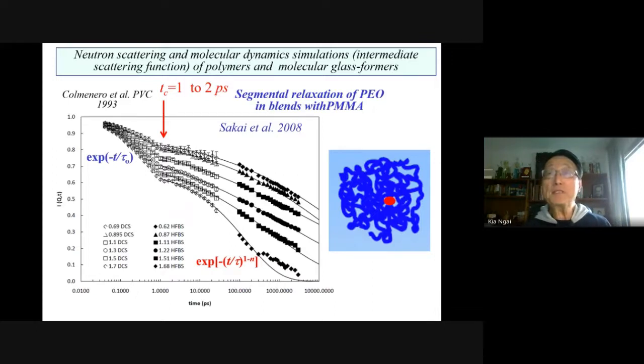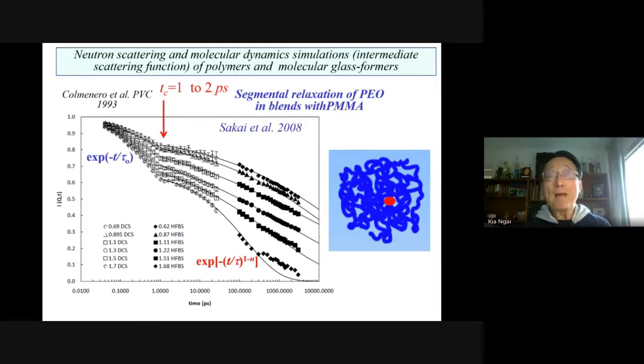Okay, let's look at data supporting that. I was lucky. In '93, Colmenero already did a neutron experiment. He was aware of my work, and he verified it. Now, this is the newer one, 2008. It's so clear. You see the crossover from exponential to stretched exponential.